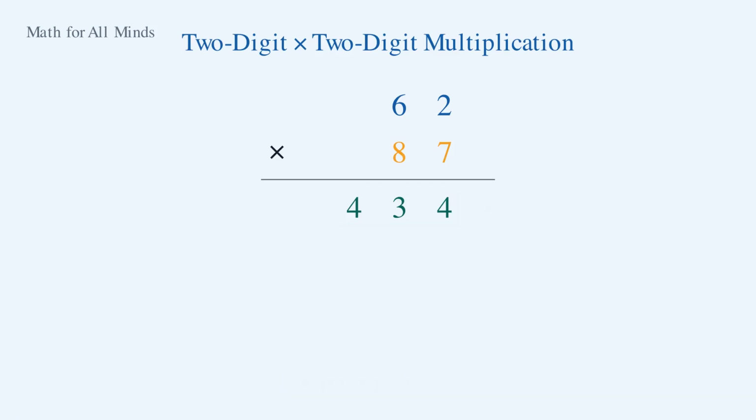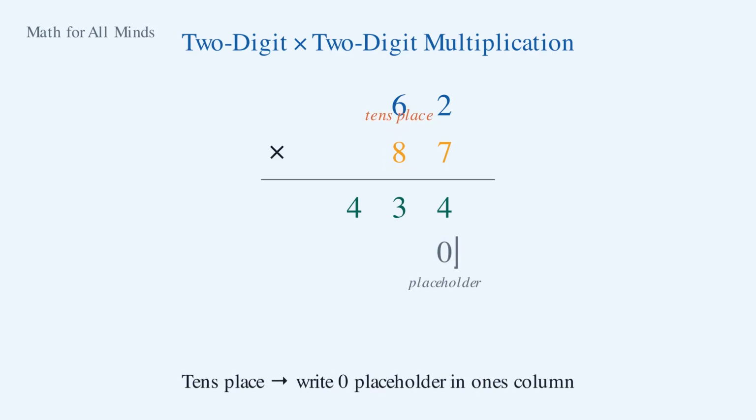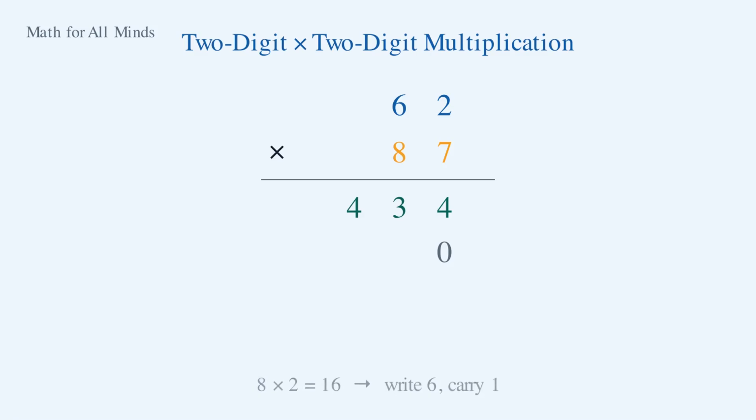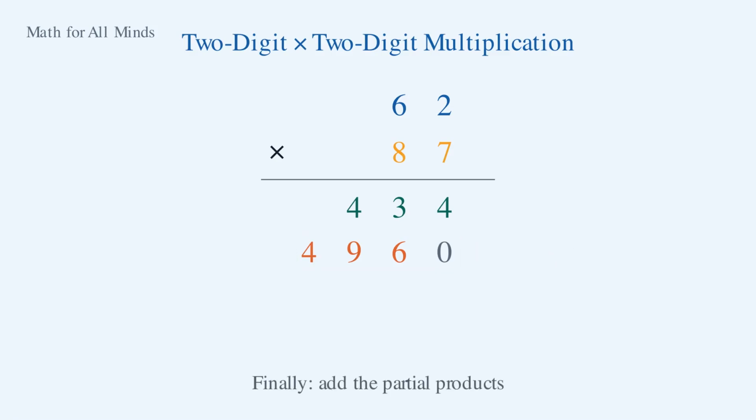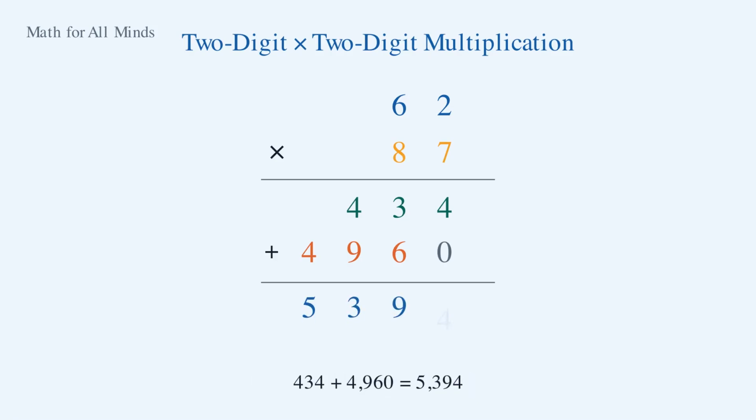Next, multiply 62 by the 8 in the tens place. Because the 8 is in the tens place, we write a 0 as a placeholder in the ones column of this row. Then 8 times 2 is 16, write 6, carry 1. 8 times 6 is 48, plus the carried 1 is 49. The second partial product is 4,960. Finally, add the partial products. 434 plus 4,960 equals 5,394.